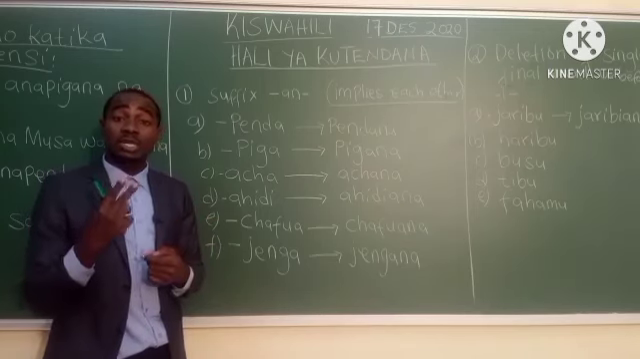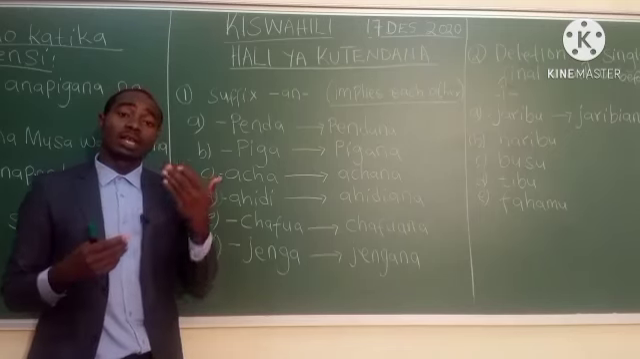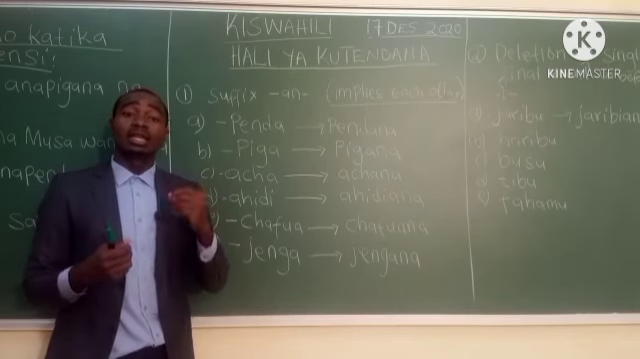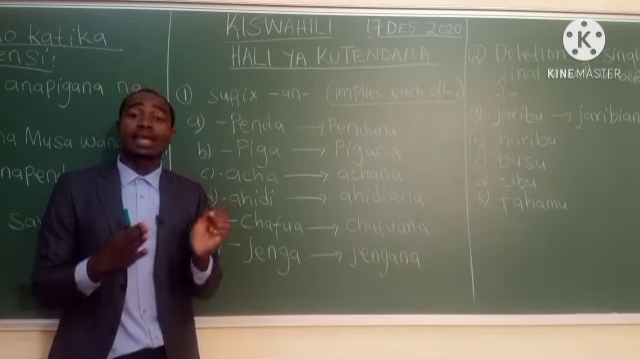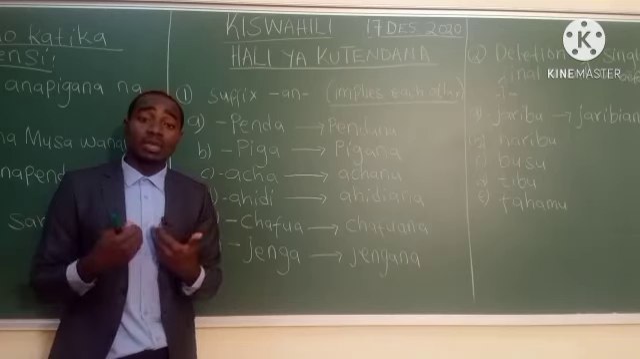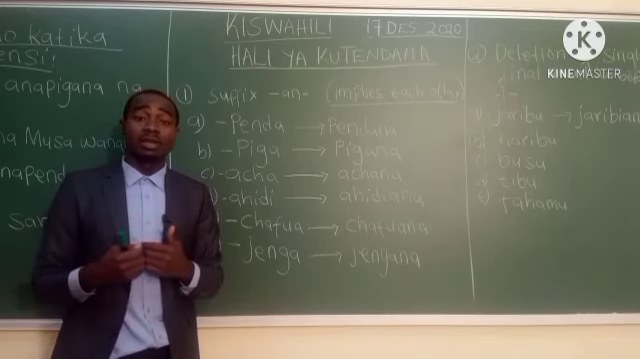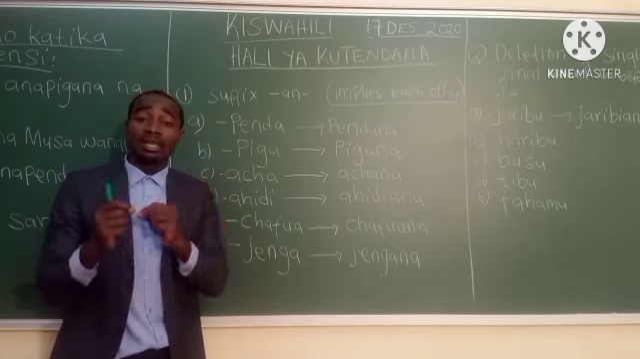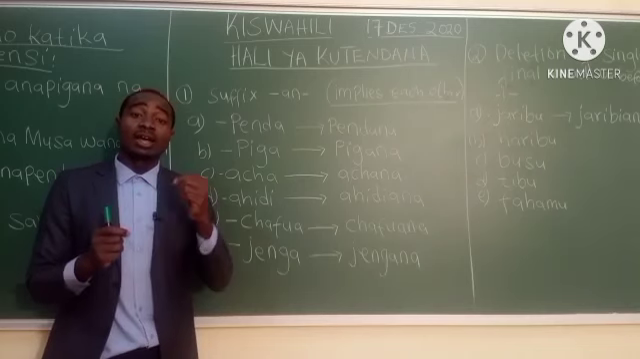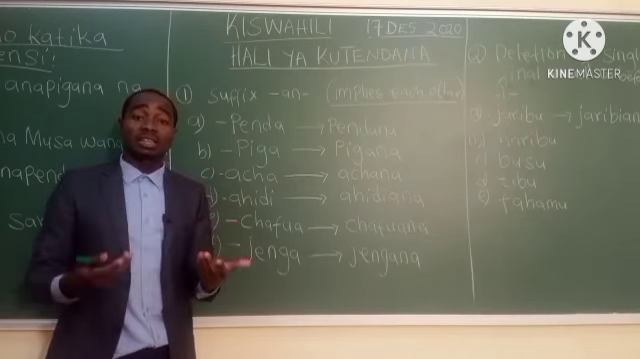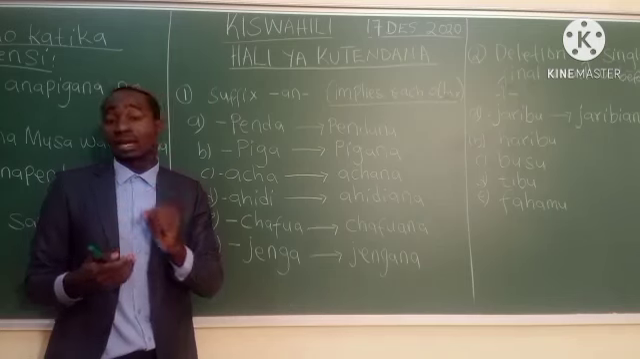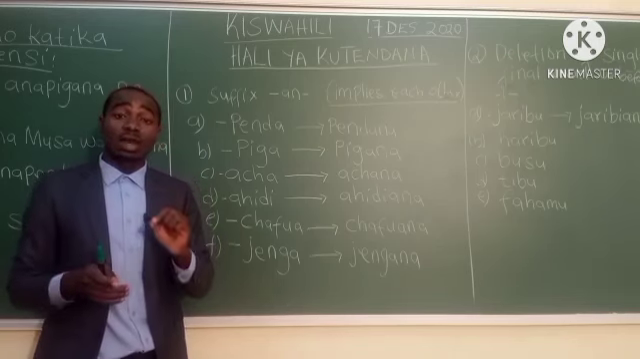Sawa. Wapenzi wawili, two lovers, they tell each other, ninakuahidi kukupenda. Let's use this form. Ninaahidi kukupenda. I promise to love you. Then the other one also says, pia mimi ninaahidi kukupenda. So they are just ahidiana. They have promised each other. Then you can say wameahidiana kupendana. They have promised each other to love each other.